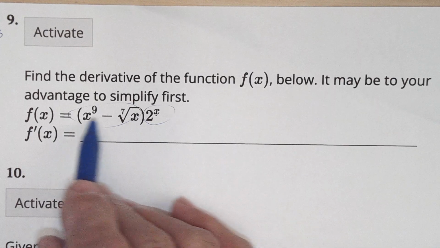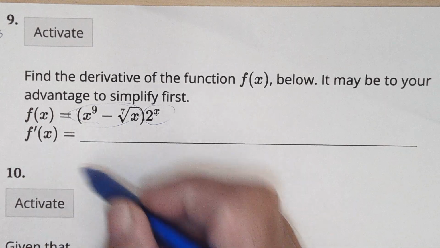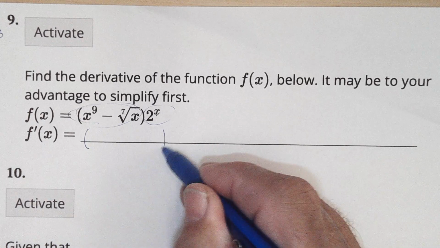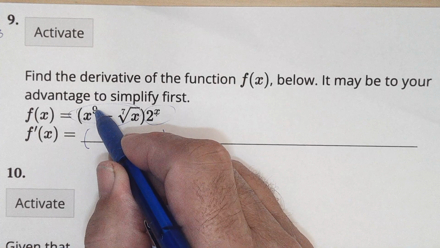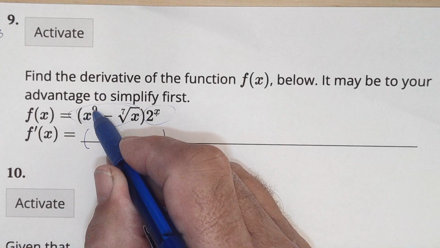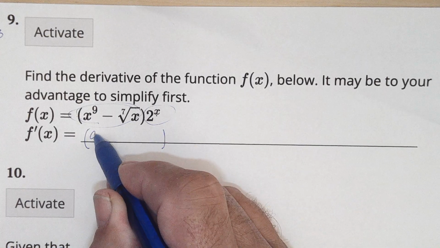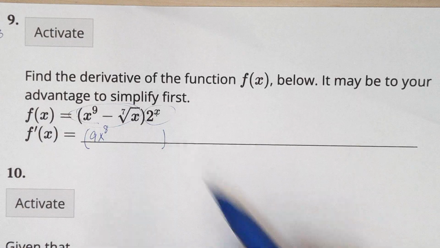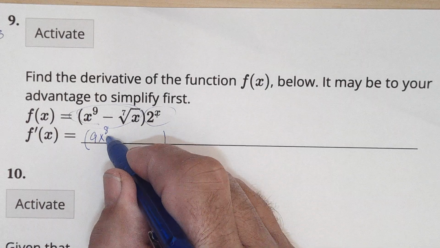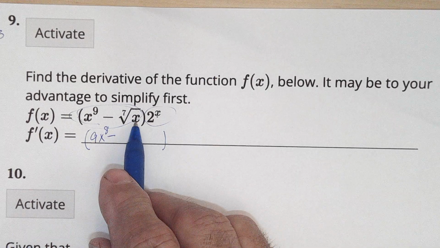So the product rule is the derivative of the first one. So we use the power rule on x to the ninth. That's decrease the 9 to 8. Bring the 9 down. So it's 9x, and then decrease the 9 by 1, which is 8. Minus, and we're going to do the same thing on this one.